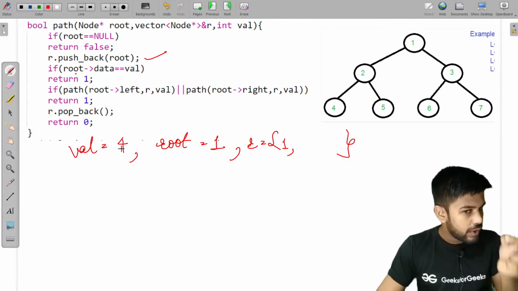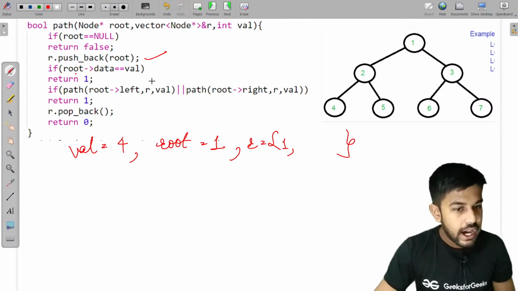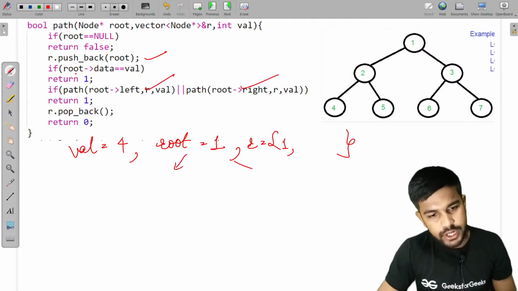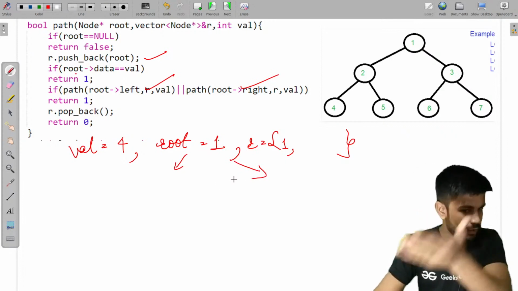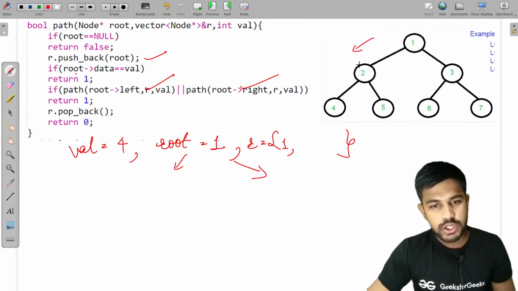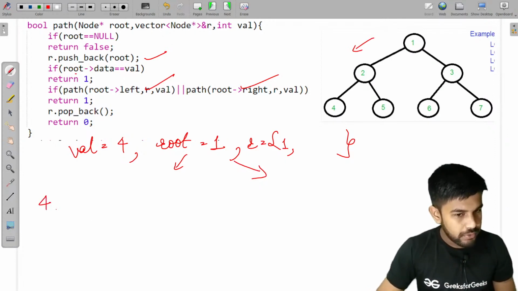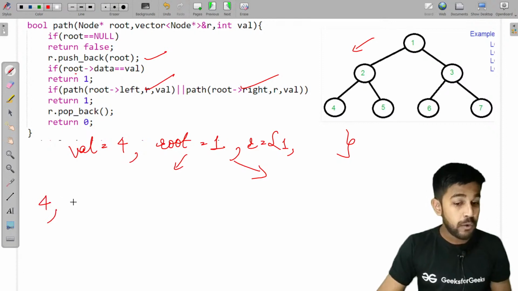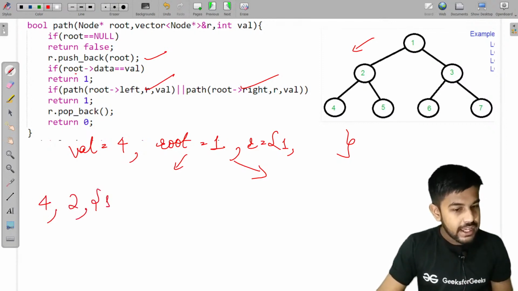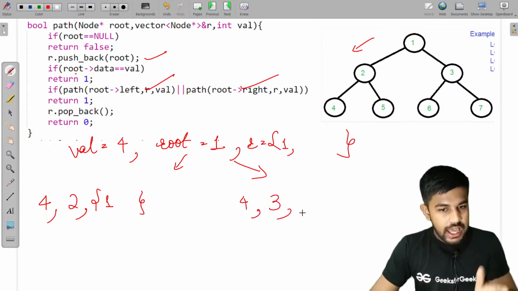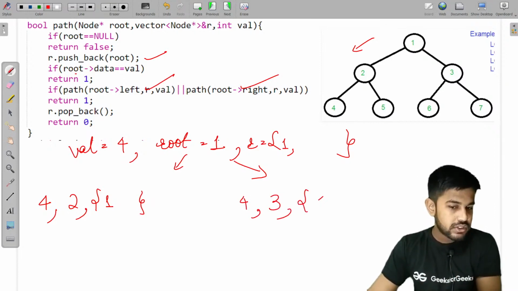Where would we move forward? We would move in both directions, to the left or to the right. So we would go in two directions, one left, one right. Let us go to the left-hand side. The value would still remain 4. The root would now change to 2, and the array still has the 1. On this side the root would just change to 3, and the array would stay the same.